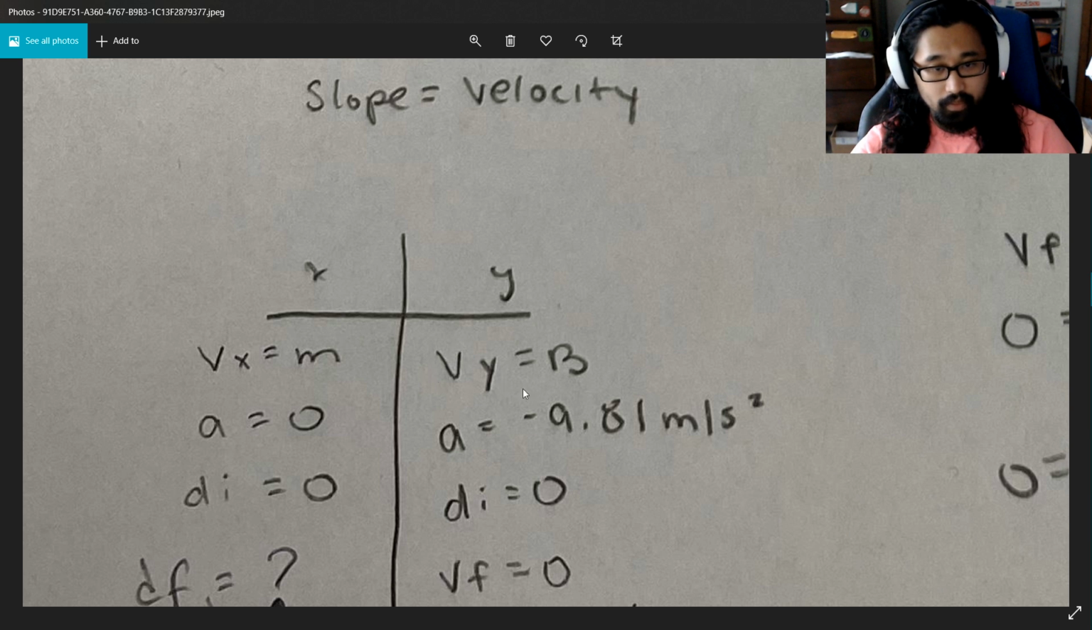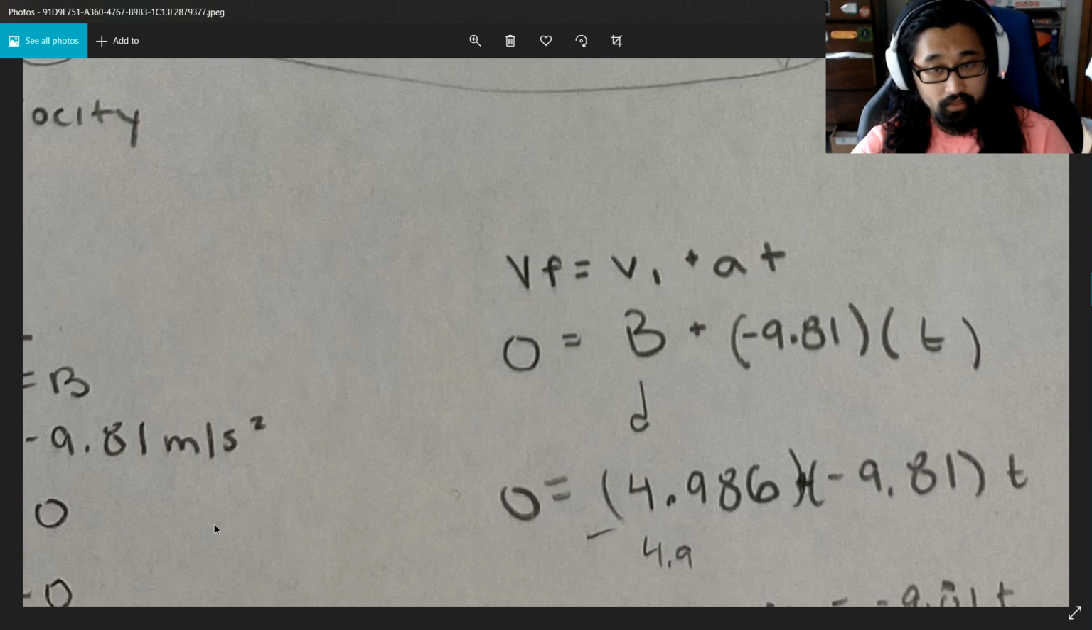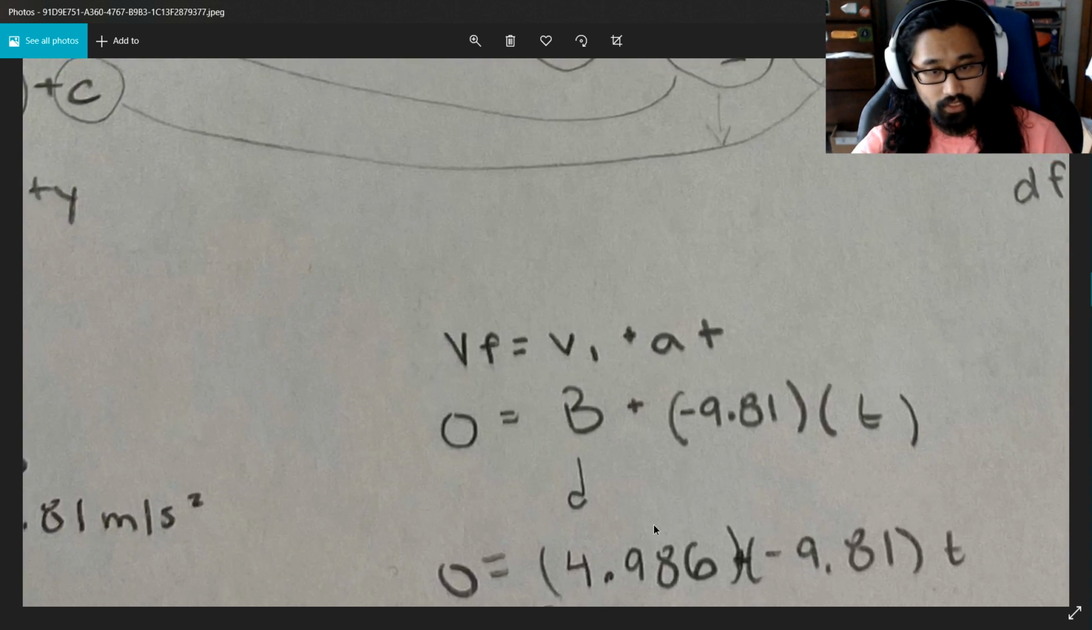So I can use my initial velocity from the graph. I can use my acceleration. I can use my final velocity to solve for a time. And that's what we've done here. Right? And again, do this on your own.